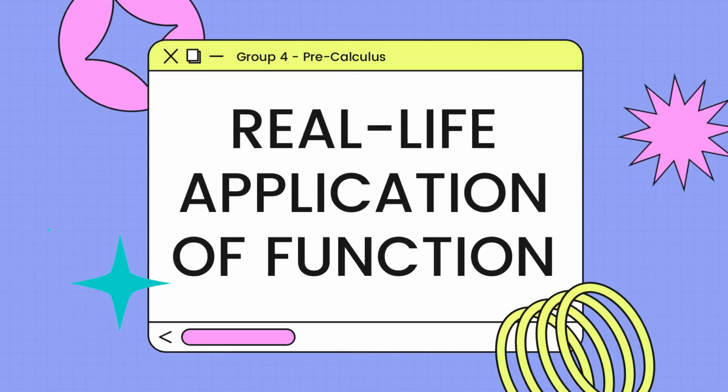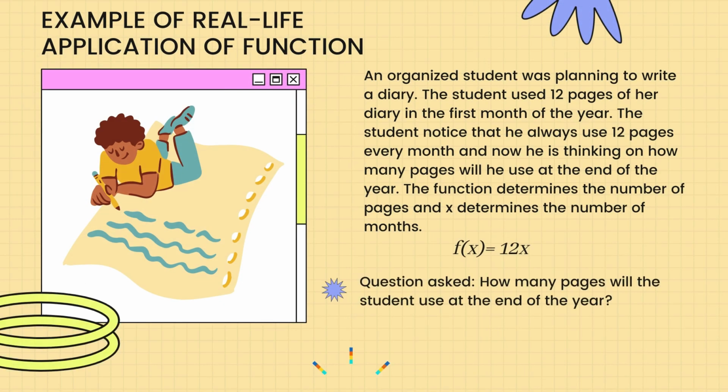Real-life application of function. Example: an organized student was planning to write a diary. The student used 12 pages of her diary in the first month of the year. The student noticed that she always used 12 pages every month, and now she is thinking about how many pages she will use at the end of this year.